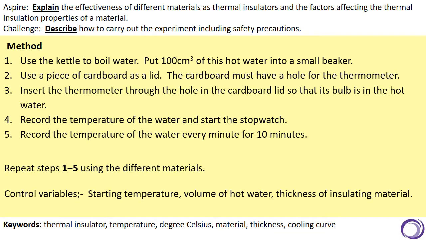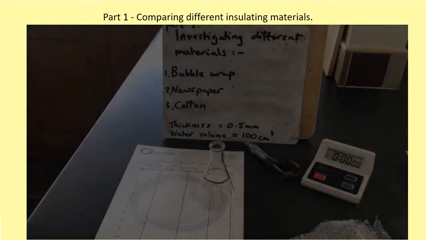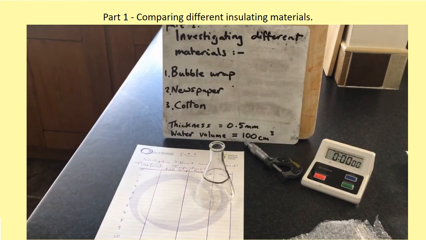Control variables, so things that we've got to keep the same. Starting temperature, that's sort of optional, but it does make your graph work easier. The volume of the hot water and the thickness of the insulating material. We want a fair test here, so we want the 3 insulating materials that we use to be the same thickness. Let's talk you through then the required practical.